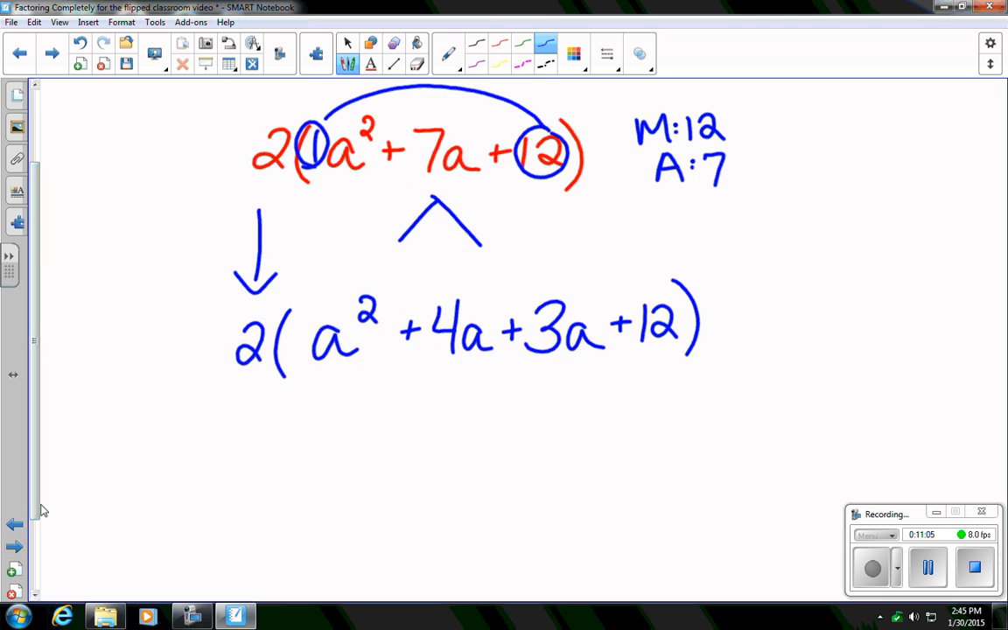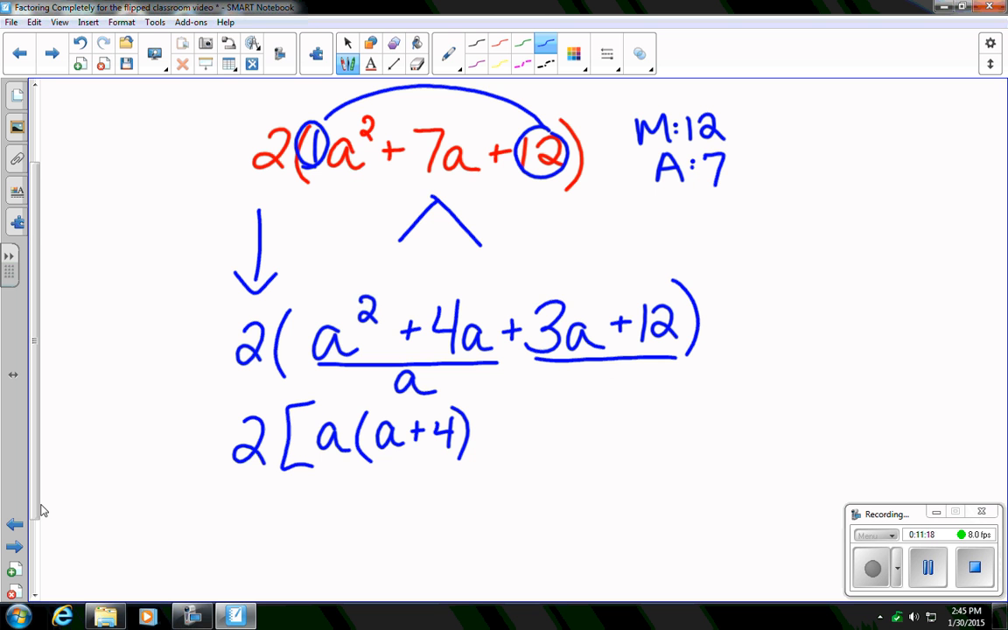Not using that 2 on the outside, it gets brought down once again. Our first two terms can be divided by a. When we factor out an a, we're left with a plus 4. The next two terms have a GCF of a positive 3, and when I factor out that positive 3, I'm left with a plus 4 again.